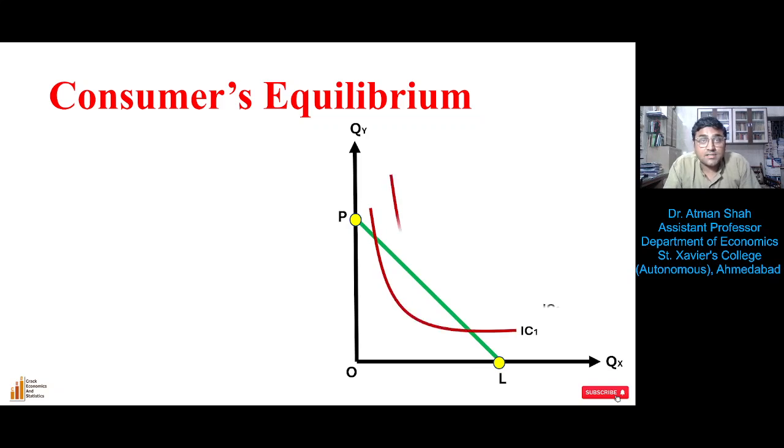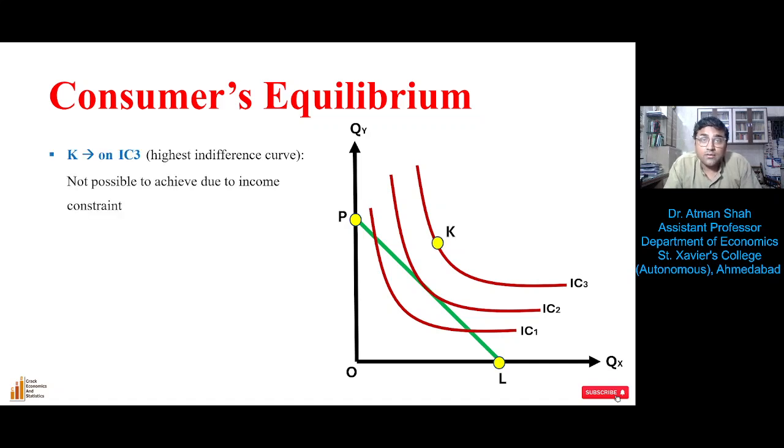IC1 is the first indifference curve, IC2 the second indifference curve, and IC3 the third indifference curve. The utility is highest on IC3 because IC3 is above IC2 and IC1. Point K is on IC3, the highest indifference curve. The consumer wants to stand on that indifference curve, but it is not possible to achieve this due to the income constraint. With this available income, the consumer cannot purchase combination K.